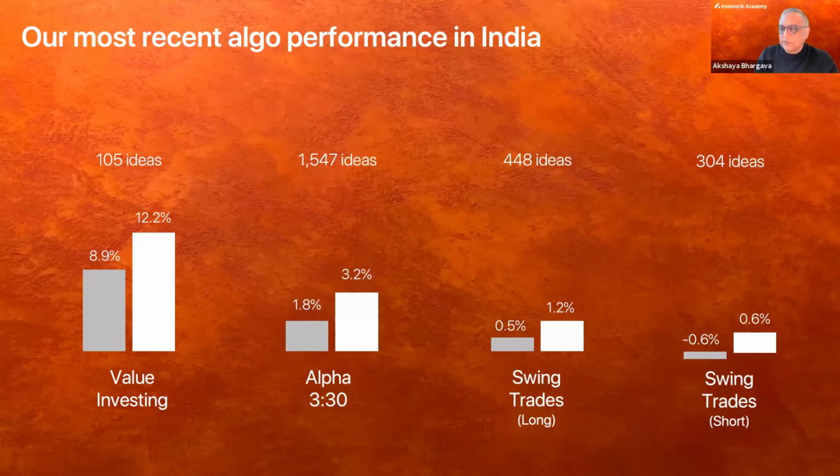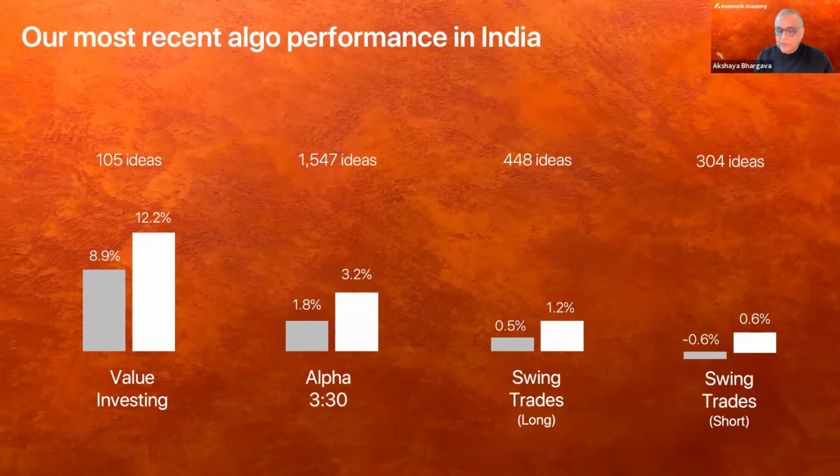Now let's take Alpha 330, and this is a 3% return in 30 days, remember. This algo generated 3.2% against the market's 1.8%, but this is a 1-month algo. So it generated 3.2% in a month, which is again about 38% annualized, from 1,547 ideas. And remember, this is huge, because 1,547 ideas is a massive universe. Now, this is across all countries. No, this is just India, sorry. This is not all countries. So this algo is generating a lot of really high quality ideas.